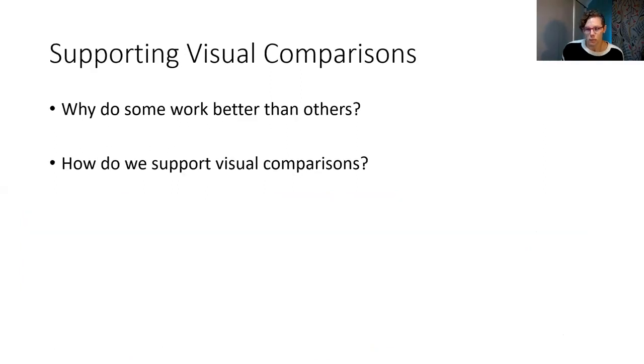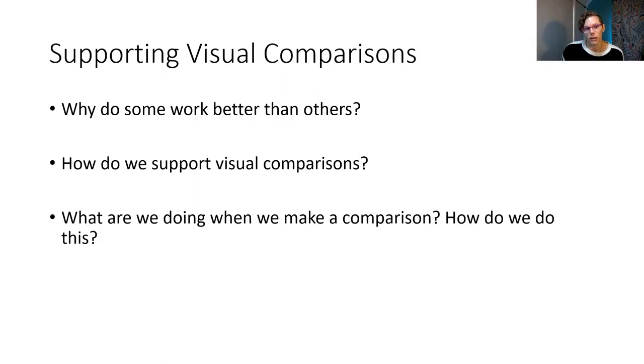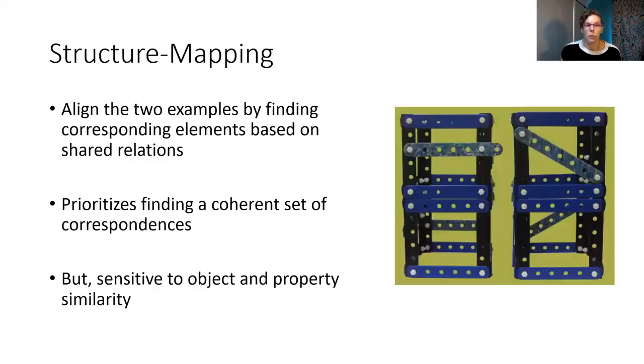So why is it that some comparisons work better than others? And how do we figure out how to support visual comparisons if that's the goal? Comparisons are really useful for learning, but they have to be done successfully. How do we achieve that? To answer those questions, I think what we need to think about is what we're actually doing when we make a comparison, right? So how are we actually visually comparing? What is the process that underlies that? And you will all be shocked, I know, to discover that I think it's a structure mapping process.